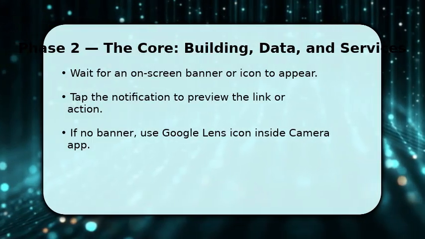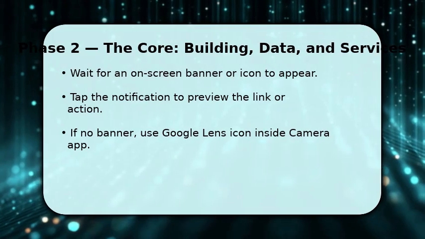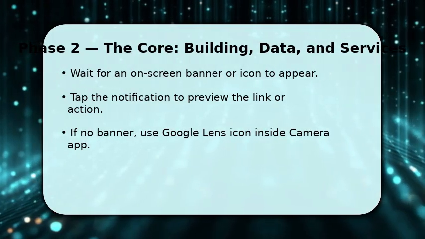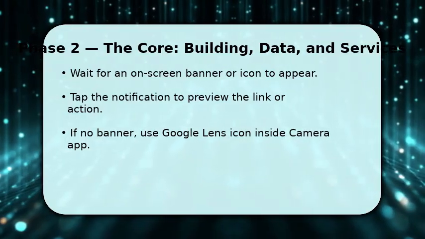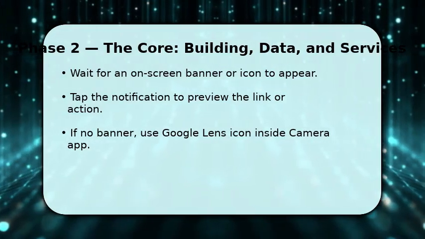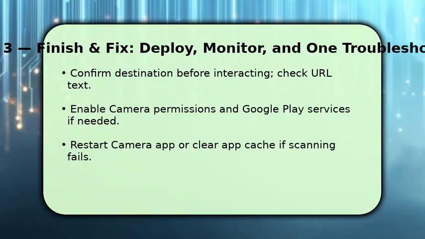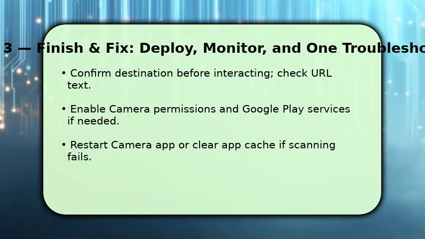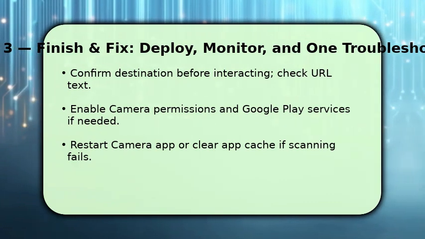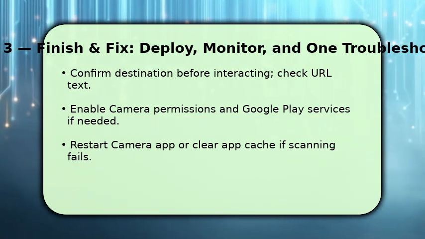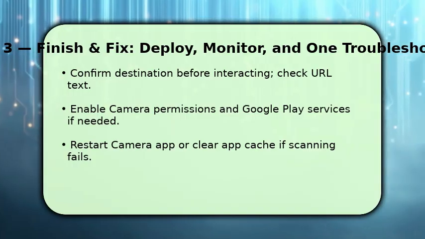If you don't see a banner, open Google Lens inside the camera app and frame the code. Lens reads more types. Make sure to verify the destination before tapping to avoid phishing. To finish, tap the banner and follow the displayed action. Open a URL, add a contact, or join Wi-Fi. You should always confirm the URL or data shown before proceeding, because that prevents malicious redirects.